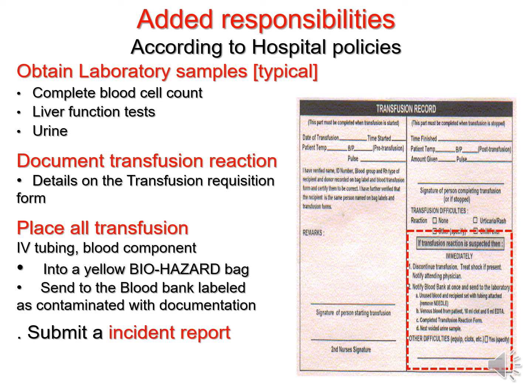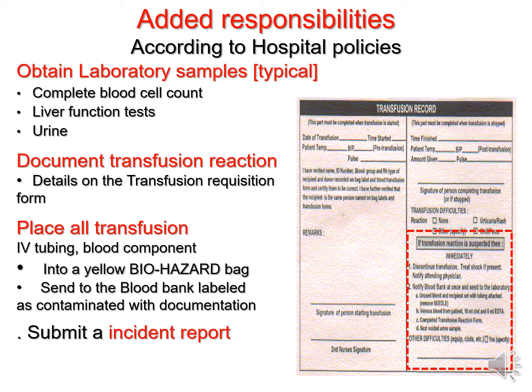It says here now, if transfusion reactions occur, then immediately do the following. As it says on the form, discontinue the transfusion, treat shock if present, notify the attending physician, notify the blood bank at once and send to the laboratory all the unused blood, all the tubing, even the needle. You've got to complete certain forms, you get a urine sample and you take venous samples. Typically 5 mils in an EDTA tube.